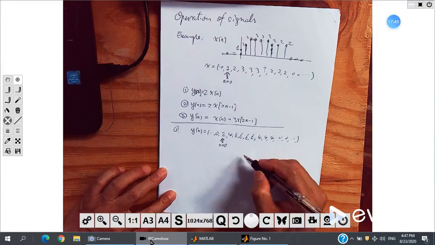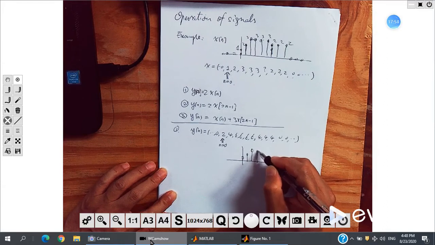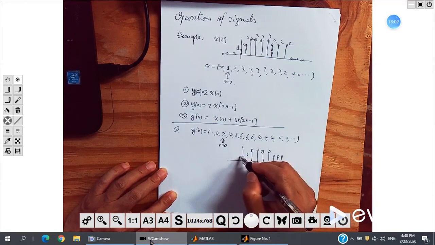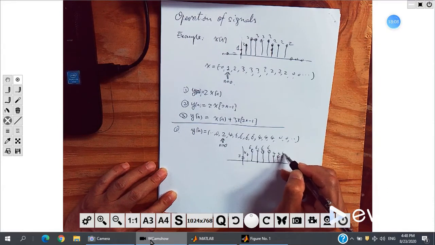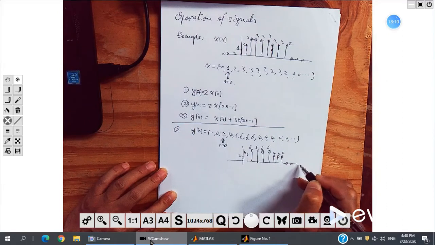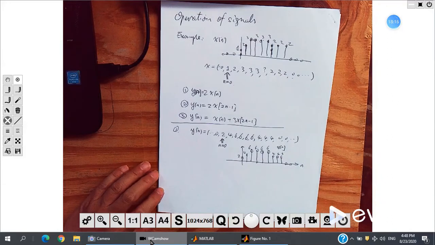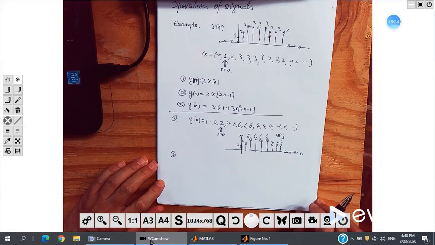We can also give a graph, right? It looks almost the same as the original one, just the value is doubled. So here is 2, 4, 6, 6, 6, 6, then 4, 4, 4, and 0, 0. Right? This is y[n]. So we have y[n] looking like this. And now look at the second one. This time we have some change in the index. So we can work like this.